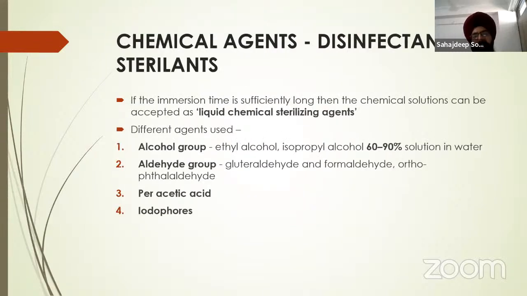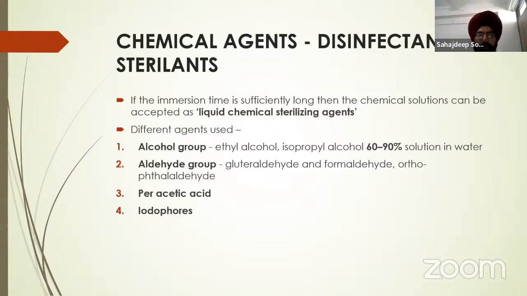Then come the chemical agents, which are also one of the methods of low temperature sterilization. According to the concentration and immersion time, the chemical agent can be classified as a liquid chemical sterilizing agent or a simple disinfectant. There are different agents according to the group available in the chemical agents. It can be an alcohol, which is ethyl alcohol or isopropyl alcohol, which are used in a concentration of 60 to 90% in water.